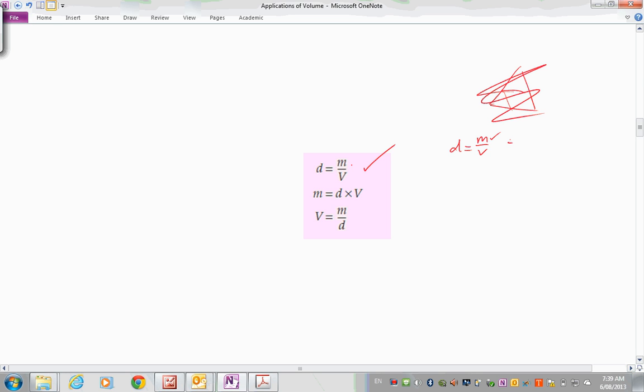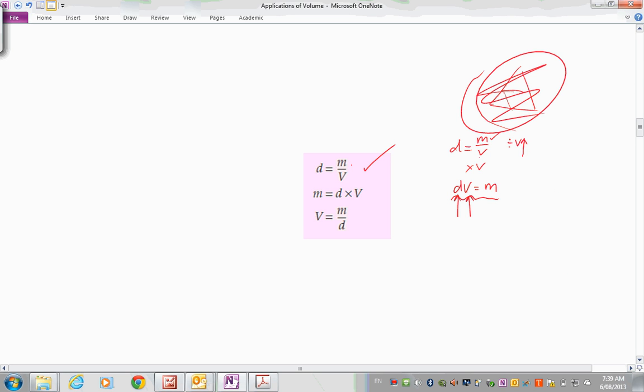Mass has been divided by V. To get mass back again, you will multiply both sides by V. So dV equals m. Use the algebraic skills that you've got. You don't need little tricks to remember things. Let's be mathematicians. So to get the mass that something weighs, you multiply its density by its volume. Just watching the units there. If density is in grams per centimetre cubed, then the volume must be in centimetre cubed.